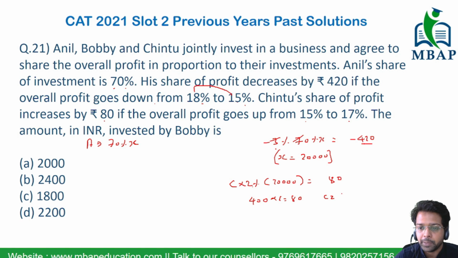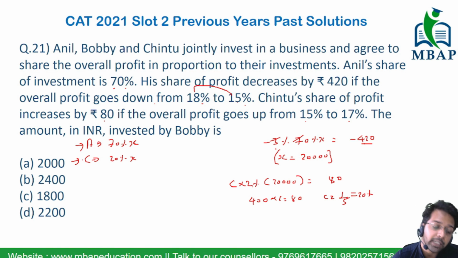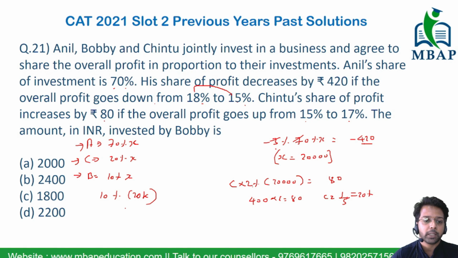So what will C's share be? 80 upon 400, which will be 1 by 5. Now 1 by 5 is how much? 1 by 5 is basically 20%. Now I know C has invested 20% of the total investment. A has invested 70% of the total investment. So the leftover value is going to come from B, which will be basically 10% of the investment. 10% of the total investment of 20,000 will be nothing but 2,000, and hence the answer for this given question will be option number A. Quite an easy question, which all of you can solve quickly also.